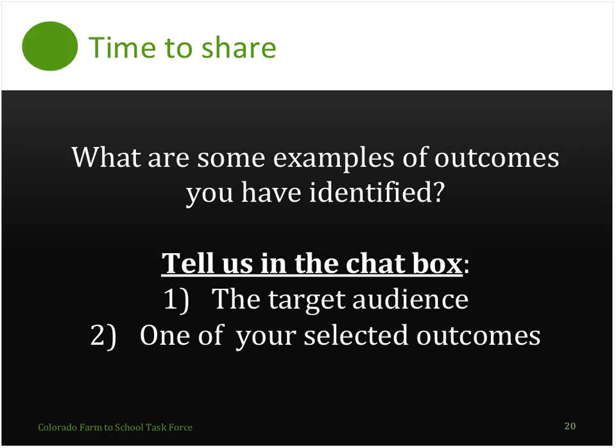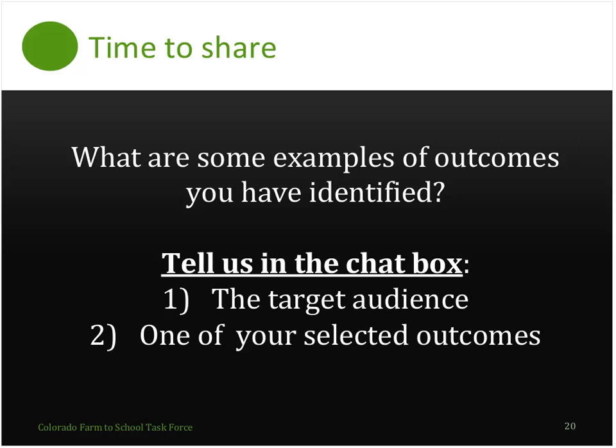So I know people are typing. Great. Here's one. Students is the target audience, and the outcome is knowledge gain and awareness about gardening after participating in classroom and on-site garden activities lessons. Great. That's fabulous. Thank you. Here's another one. We've selected the outcome of farm-to-school cafeteria offerings, increased servings of fruits and vegetables. Excellent.